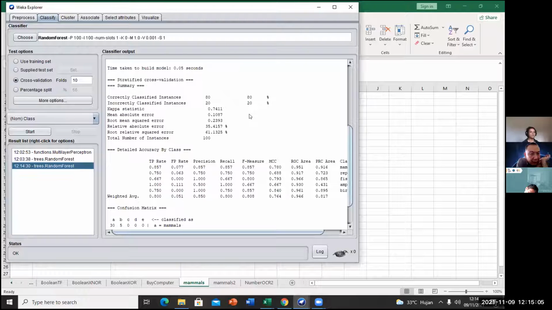Okay, what is this? What data is this? A mammal, okay. Mammal, and you get 80%. Which method do you use? Random forest, okay. How are you going to use this? Say you get 80% here. How are you going to use this?